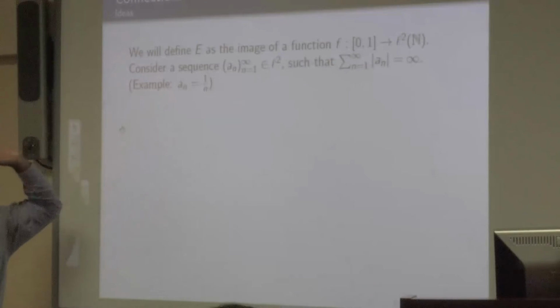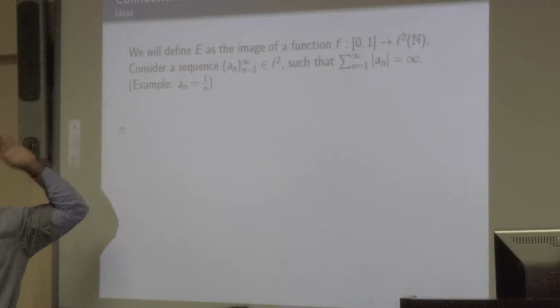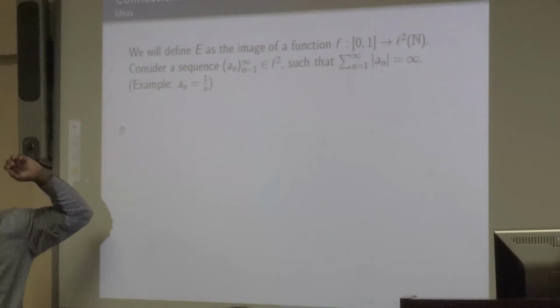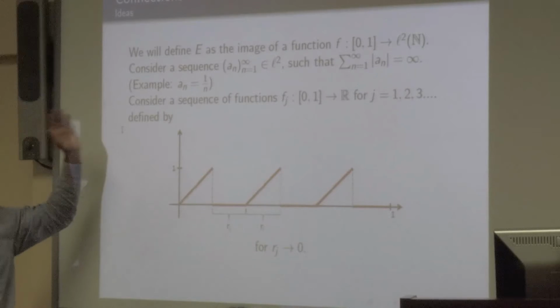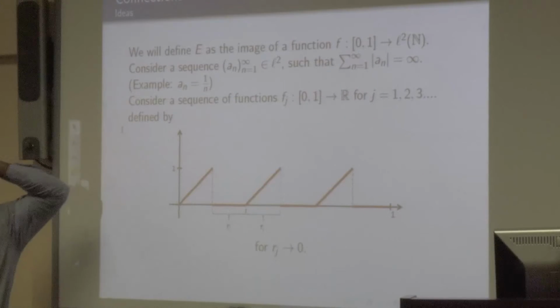Choose a sequence that's in L2, but it's not in little L1. If you know what little L1 is, in other words, the sum of the sequences equals infinity. Right? And the example is just a_n equals 1 over n.